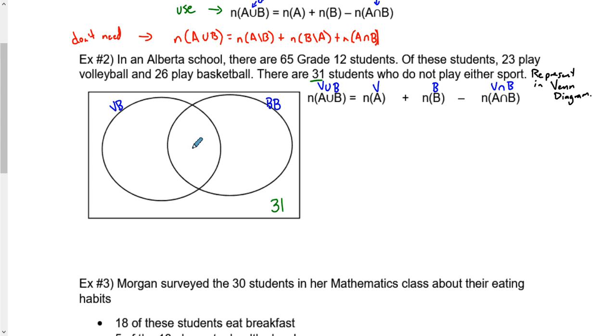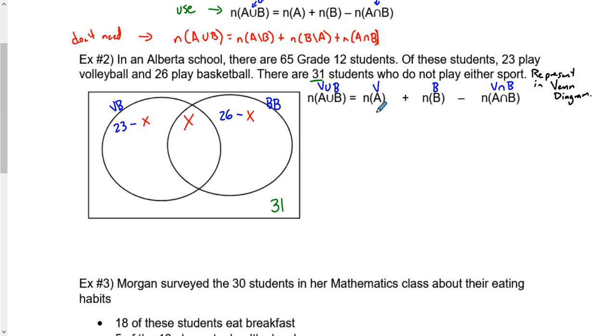We don't know how many are in the intersection. So by chance, if we took 23 and subtracted x, we'd find out how many are just playing volleyball. Same thing, basketball. If we took 26 and we subtracted x, we'd find out how many are just doing basketball.